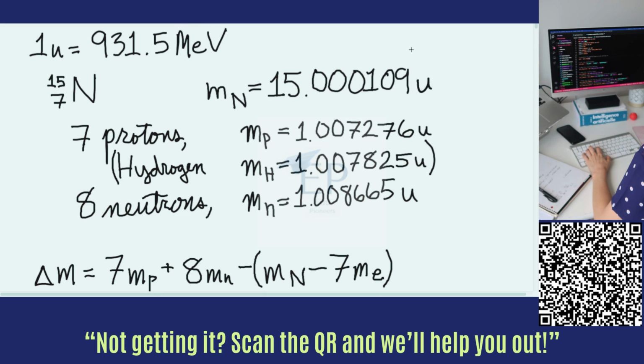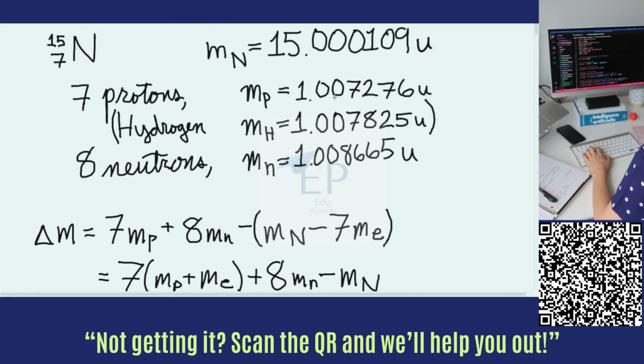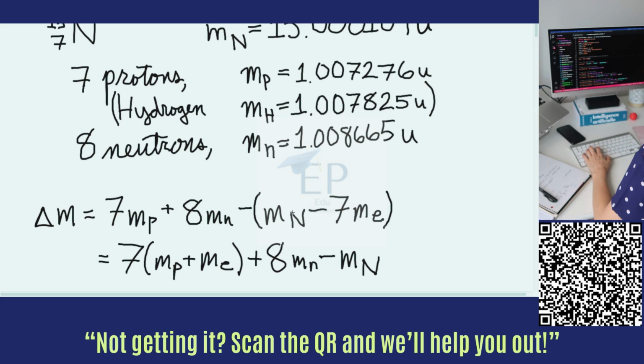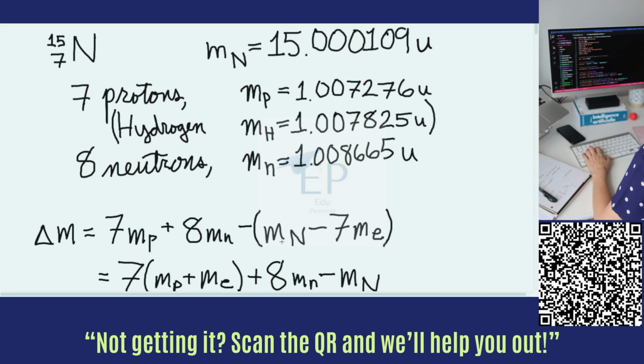And we're going to need to subtract that amount from the total mass of its constituent protons and electrons when taking their masses individually. So that will give us a delta M using this equation below. There are 15 nucleons inside this isotope, 7 of which are protons, 8 of which are neutrons. And we're going to subtract that by the atomic mass of the nitrogen isotope itself.